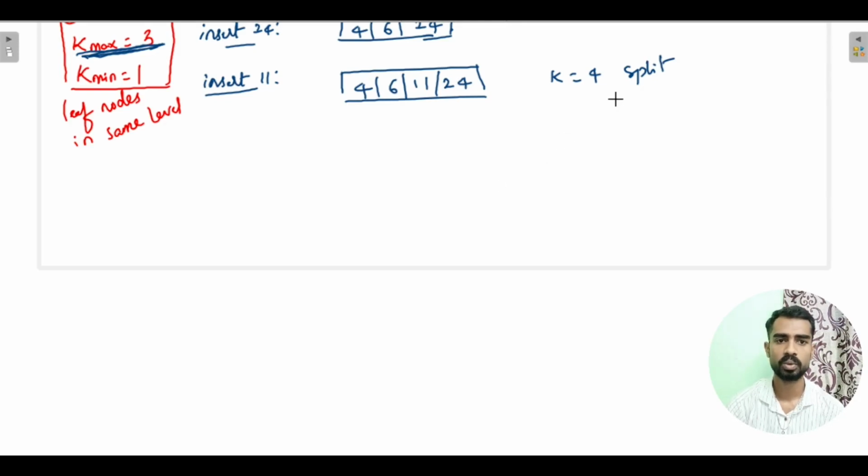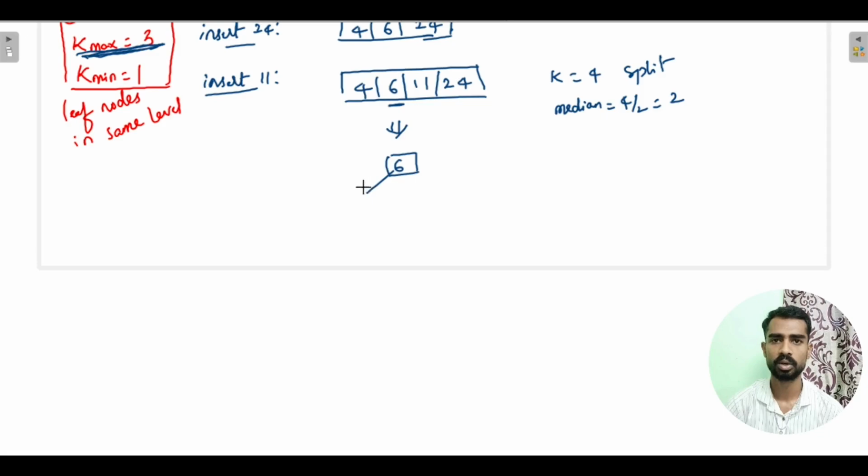Okay, so what do we do in this case? We will calculate the median position. So what is the median? If you divide 4 by 2, the value is going to be 2. So now we consider this second value and make it the new parent, and the left part will become the left child and the right part will become the right child. So now the tree is going to be converted into this particular structure.